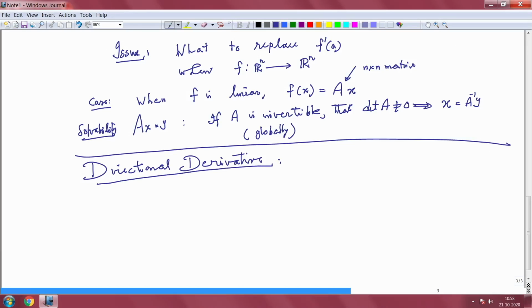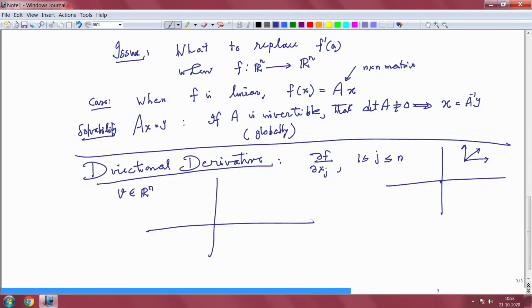All right. So, you already know about the partial derivatives df by dxj for 1 less than or equal to j less than or equal to n. Now, for a directional derivative, if you want to define a derivative at a point, you make small changes in the coordinate axis, but I can change in any direction. So, you take a v in R^n. Here I want to tell you something. You can view a point v either as a point or as a vector.